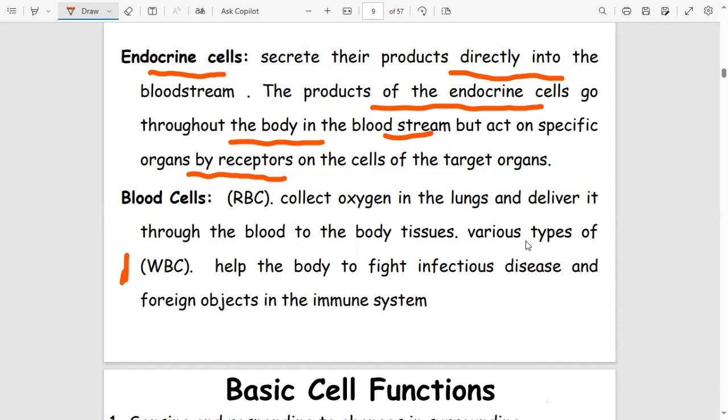Organs. Another specialized cell is the blood cells, the red blood cells. Even the white blood cells are specialized cells. So what do the blood cells do?